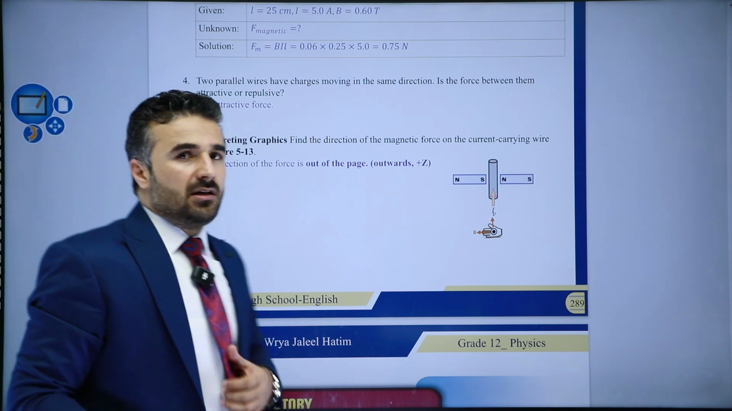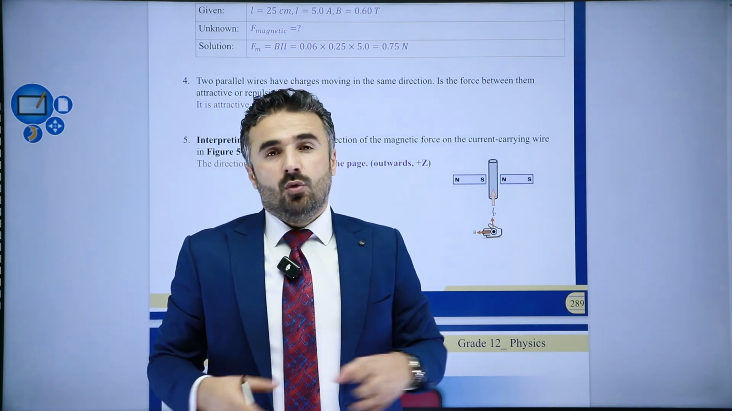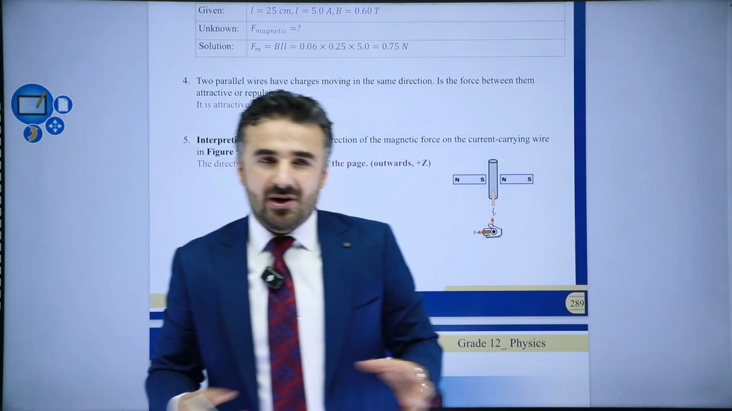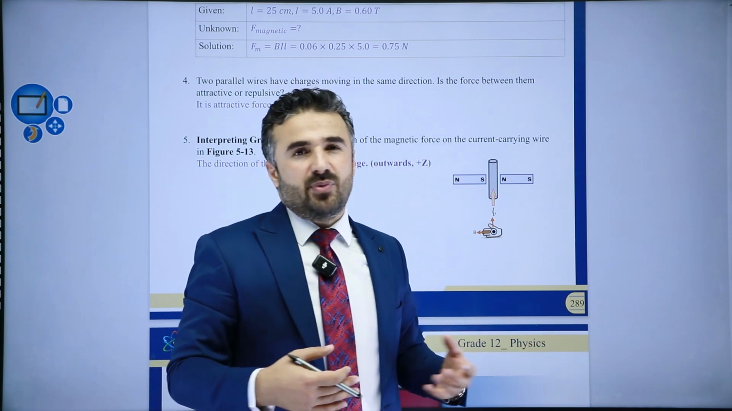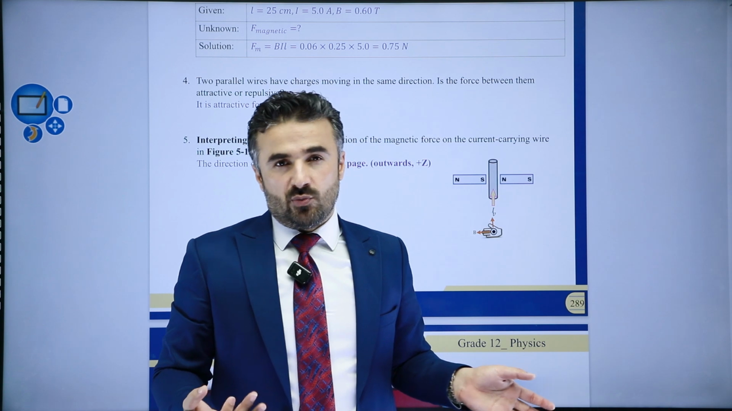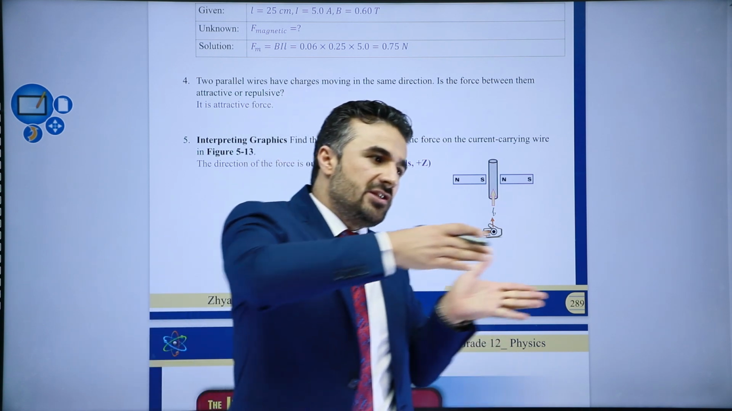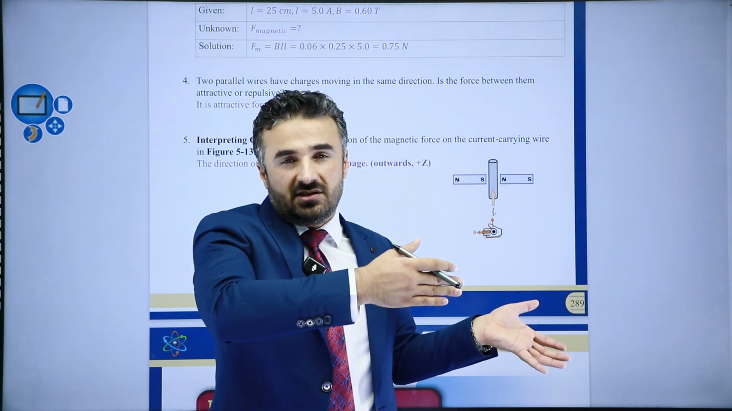By the way, it doesn't tell you the current is moving in the same direction, or what type of charge is moving, but we do know this. If the charges are positive and they are moving, that means the current is in the same direction. What about if they are electrons moving? Even if electrons are moving, as long as the charges are moving in the same direction, the current is still in the same direction.